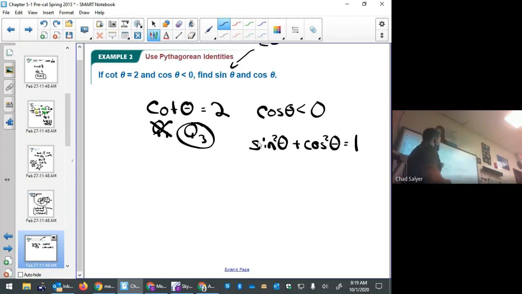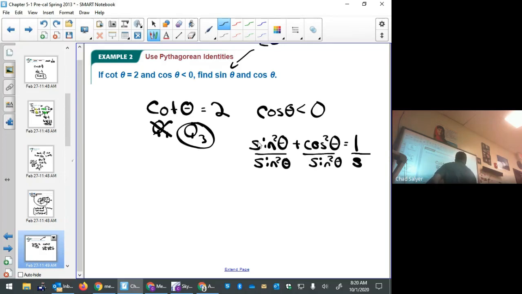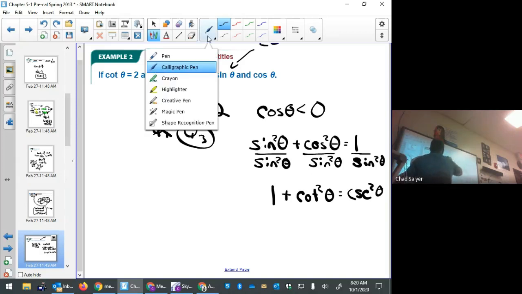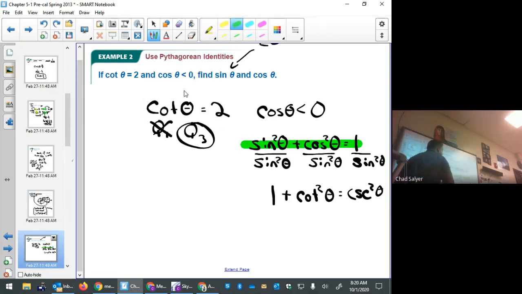So I see I need cotangent. Remember that the cotangent is the cosine over the sine. So if I divide everything here by sine squared theta, I'm going to have a cotangent in the middle. So this becomes 1. This is cotangent squared theta. And then 1 over the sine is the cosecant. So that's cosecant squared theta. So the only one of the Pythagorean identities I memorized is this, because it's just so easy to derive whatever you need from that.